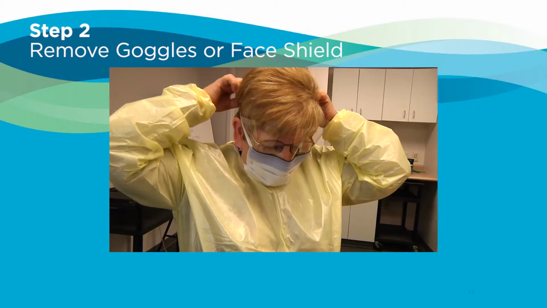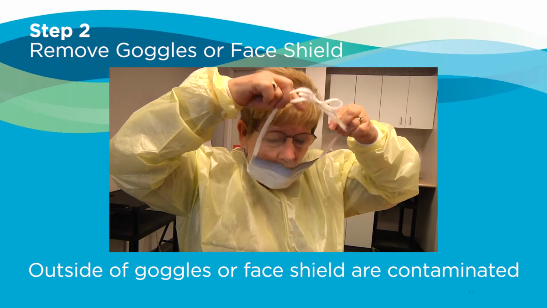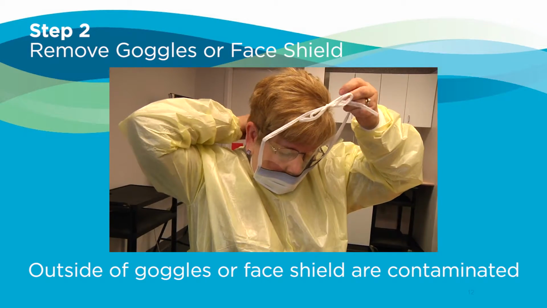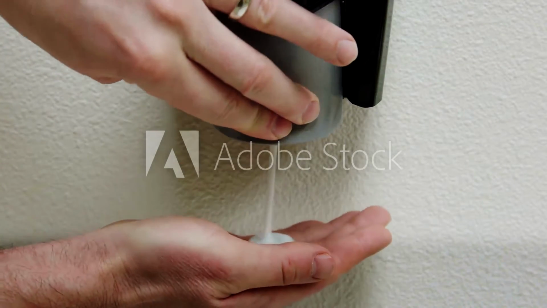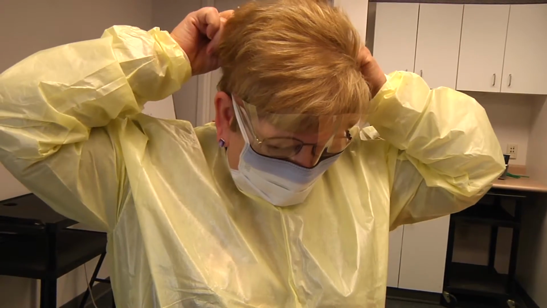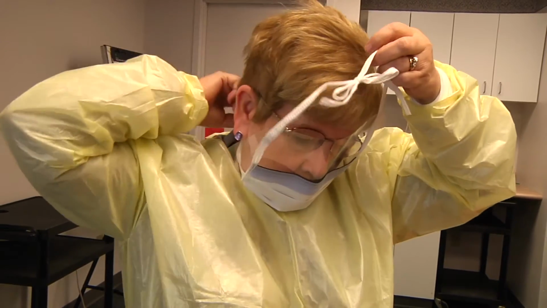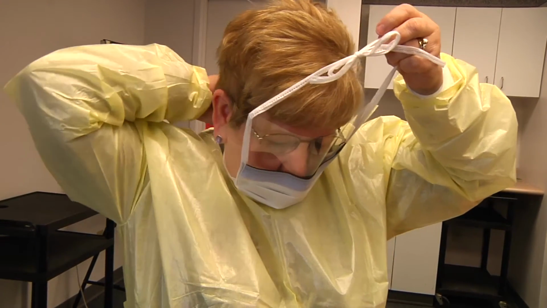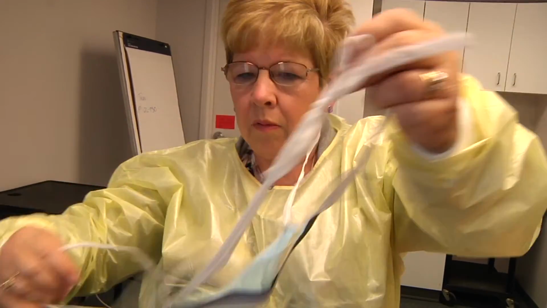Goggles or face shield. Outside of goggles or face shield are contaminated. If your hands get contaminated during goggle or face shield removal, immediately wash your hands or use an alcohol-based hand sanitizer. Remove goggles or face shield from the back by lifting headband and without touching the front of the goggles or face shield. If the item is reusable, place in designated receptacle for reprocessing. Otherwise, discard in a waste container.